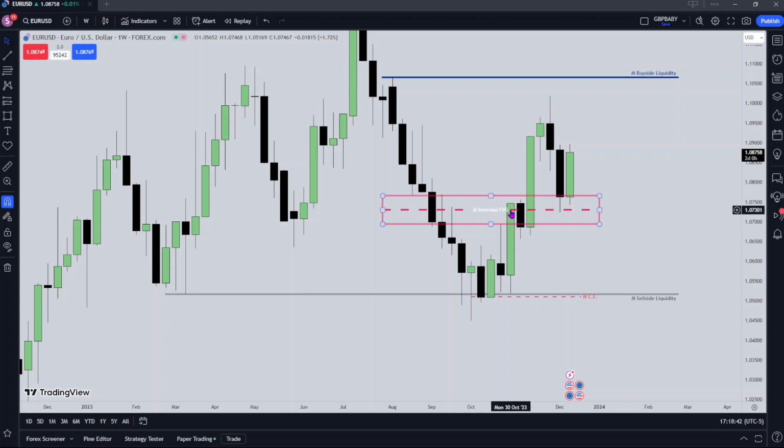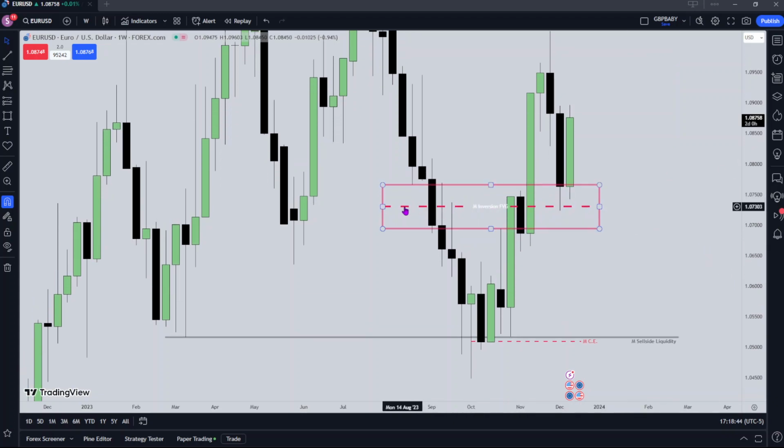First, we have that monthly inversion fair value gap. Remember, I said first I'll be looking at the midpoint. How does it respect it? Yes, we turn around at it, but you can see that we find a nice level of support within it, and then we trade right through it. So there's nothing to be too concerned about there.